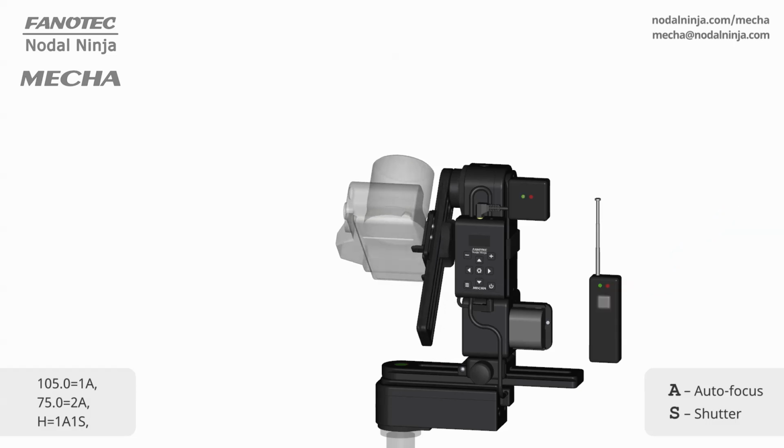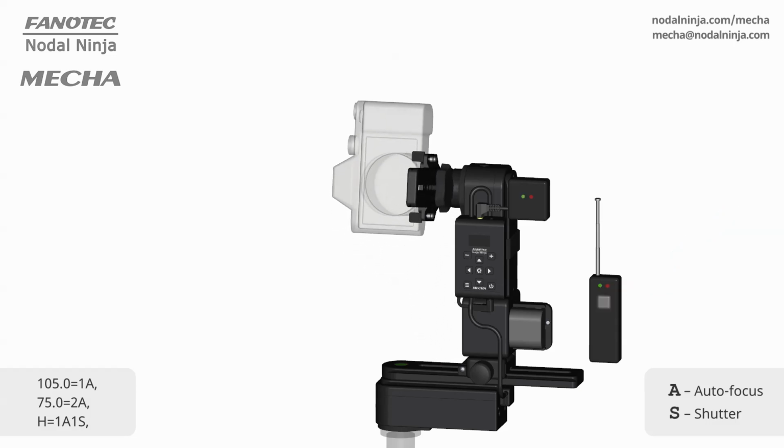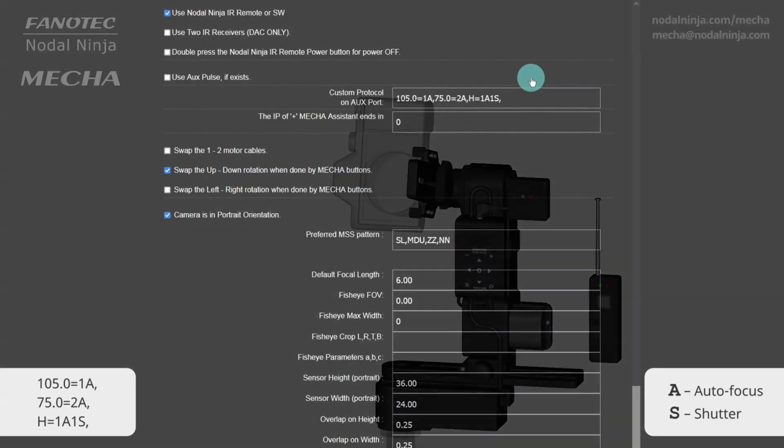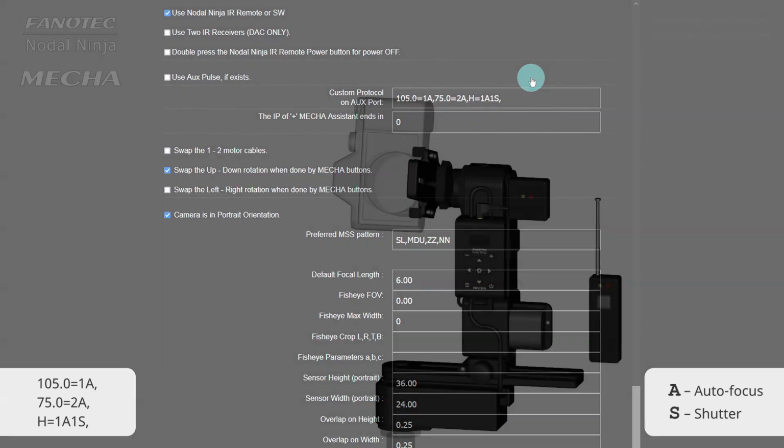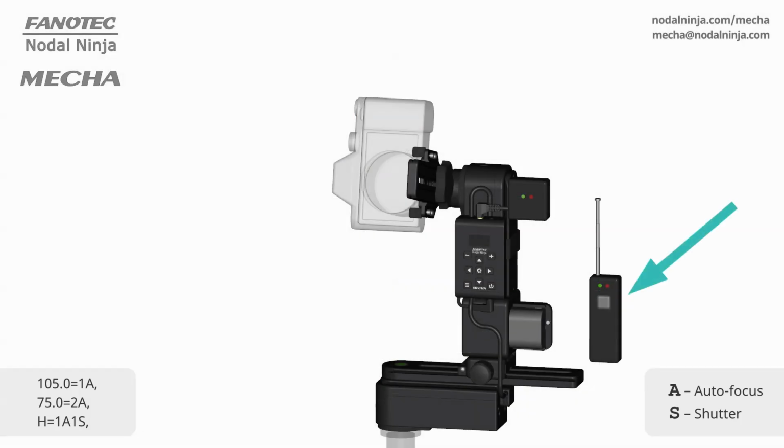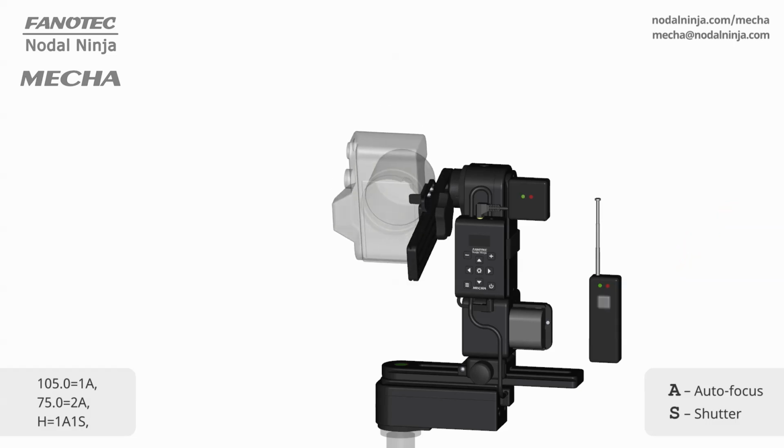Assuming the home position is parked, the upper rail will stop at 15 degrees above the level position. Note the decimal part, which is required, 0 in our example. The second command, 75.0 equals 2A, means a rotation to the absolute position of 75 degrees from home when half pressing twice your controller release button. The upper rail will stop at 15 degrees below the level position this time.